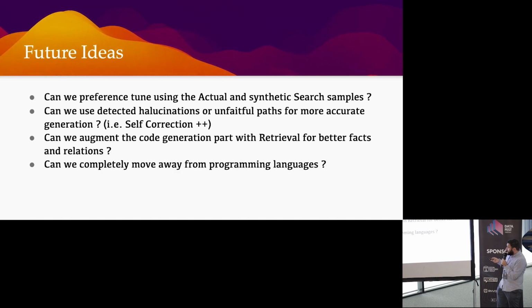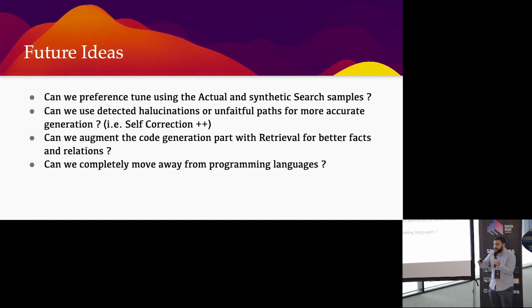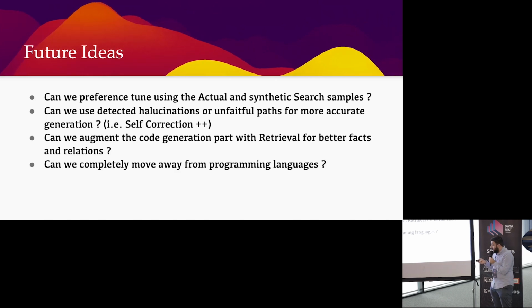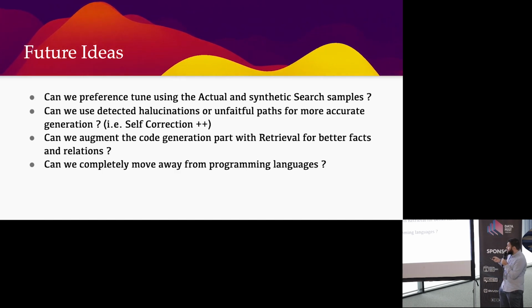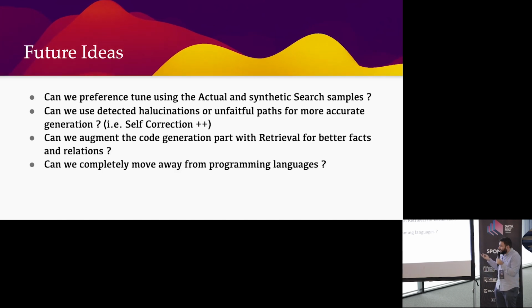Then, can we use detected hallucinations or unfaithful paths for more accurate generation? So the idea would be, because we have very controlled ways to deal with these facts and relations, can we essentially say, this fact is unused, regenerate the whole tree? We haven't tested for this, but it's a very interesting line to go through. Can we augment the code generation part with retrieval for better facts and relations? This is just a general improvement, quality of life type of thing.